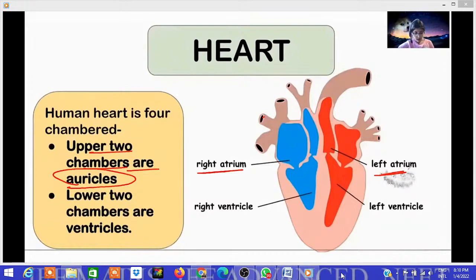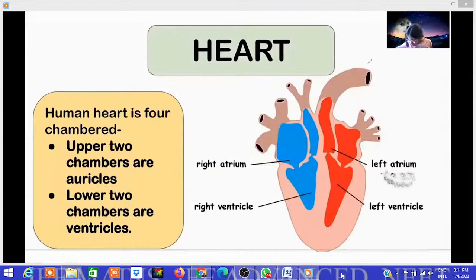So a heart has four chambers. The upper two chambers are called auricles. What do we call them? Auricles. The lower two chambers are called ventricles. What do we call them? Ventricles. Okay, is that clear? Yeah. Okay, so don't draw the heart diagram now. Just write down: human heart is four chambered. And below that, write down the two important points you have. Okay? Very good.